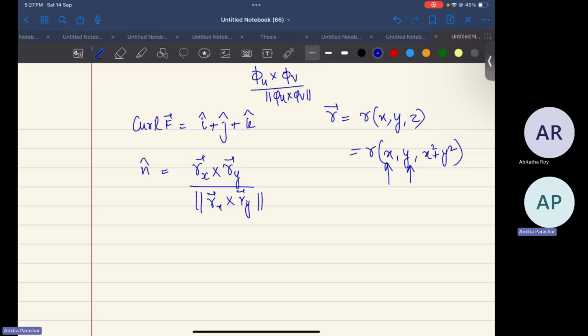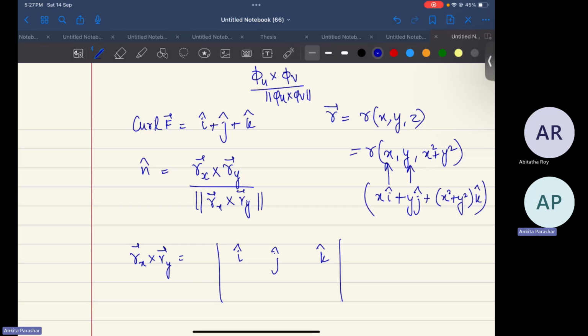Okay, let's compute it together. We want the cross product, it should be rx cross ry, with i cap, j cap, k cap. Rx meaning I have to take the partial derivative of this vector. Vector meaning I have x i cap plus y j cap plus (x square plus y square) k cap. This is my position vector. If I want to find any position on the surface, this is how I have to find it, right? So rx meaning I have to just take the partial derivative of this vector.